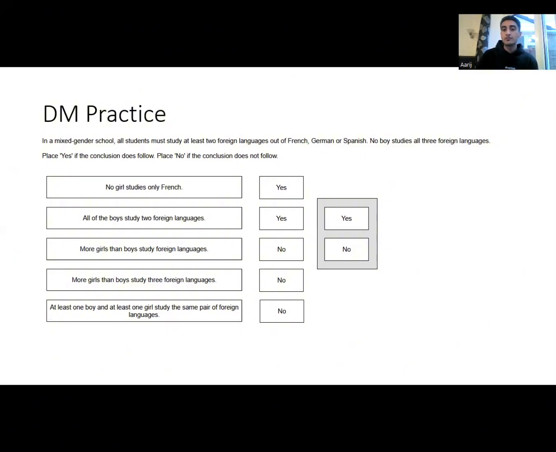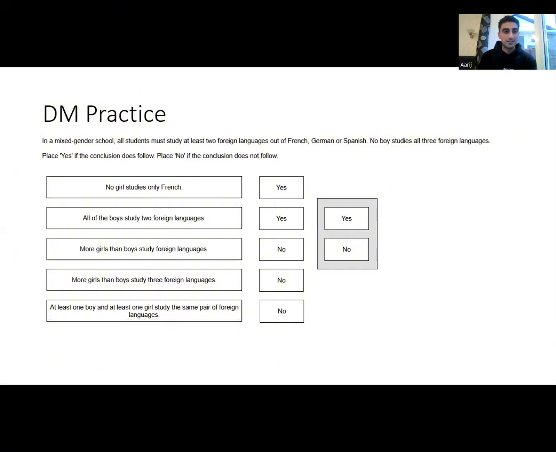And then moving on to the fourth statement, we have that more girls than boys study 3 foreign languages. For this one, we know that no boys study 3 languages, but we don't know about the number of girls, do we? If we know the boys, but we don't know the girls, we can't quantitatively compare the numbers. So for this one, that's why I have gone no as well.